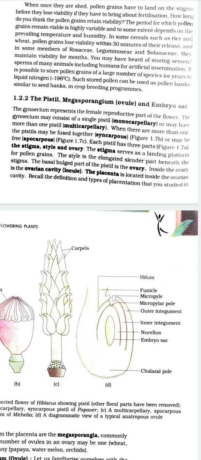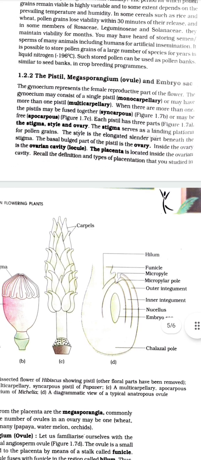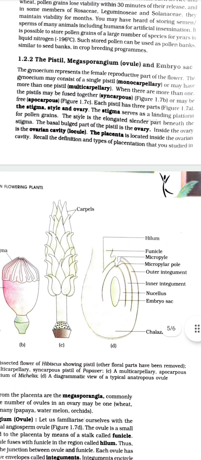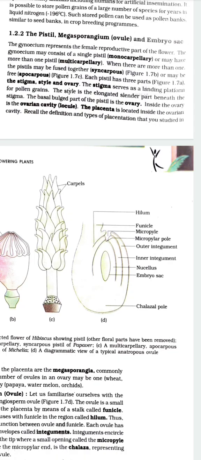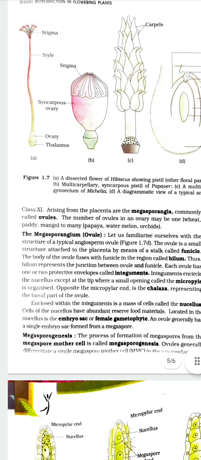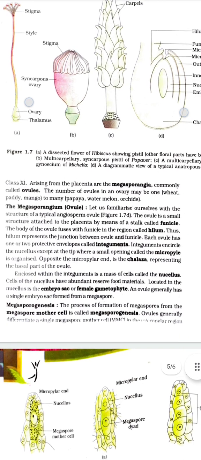The stigma is the area where the pollen grain will land. The style will carry the pollen grain to the ovary, and the main reproduction area is the ovary. Inside the ovary is the ovarian cavity, the locule, and the placenta is located inside the ovarian cavity. So next, let's go.